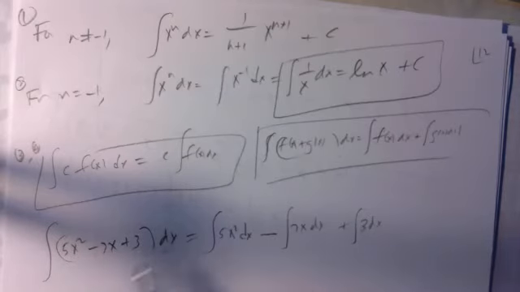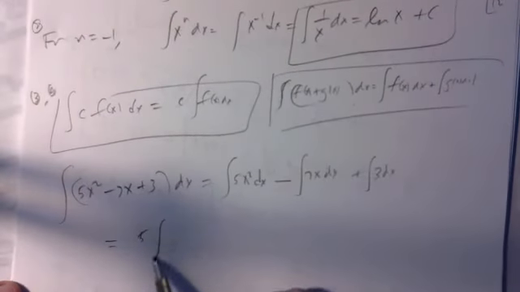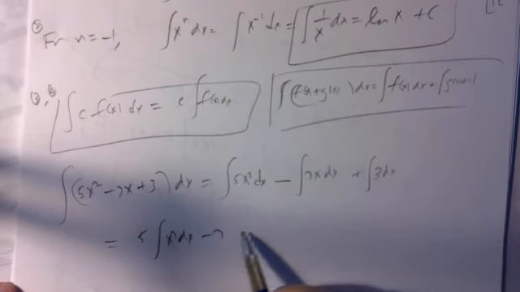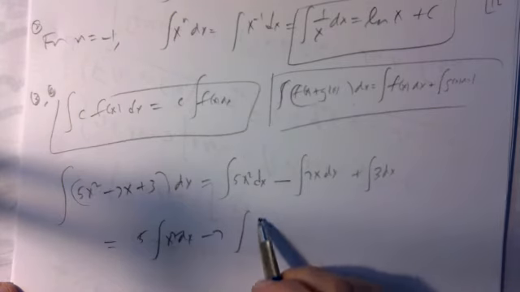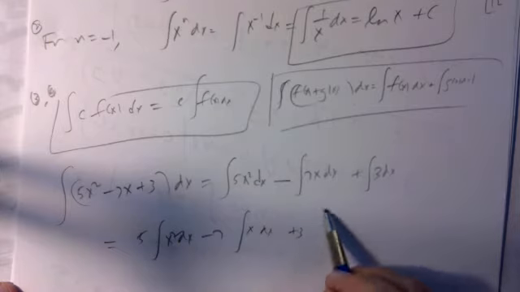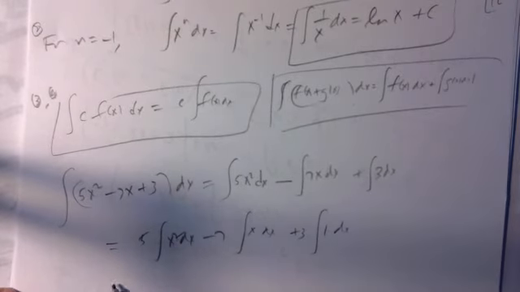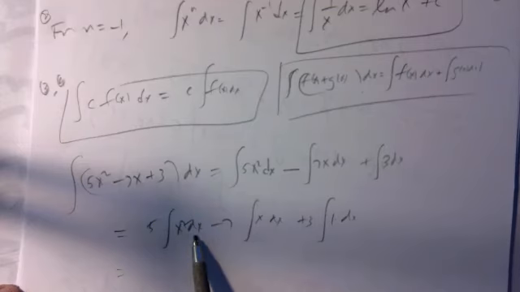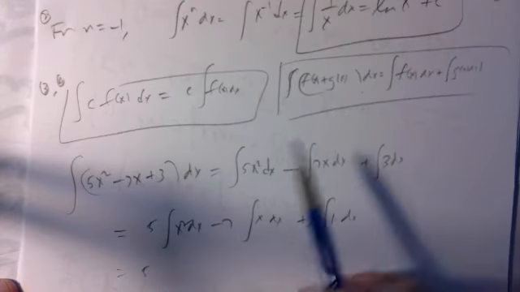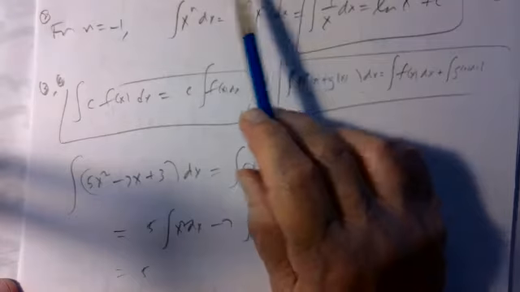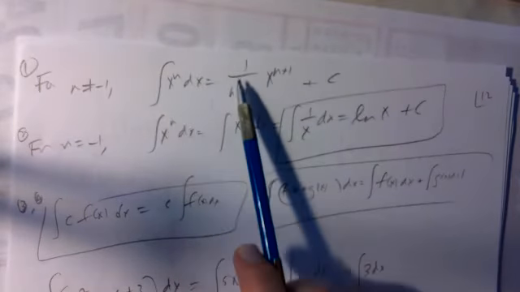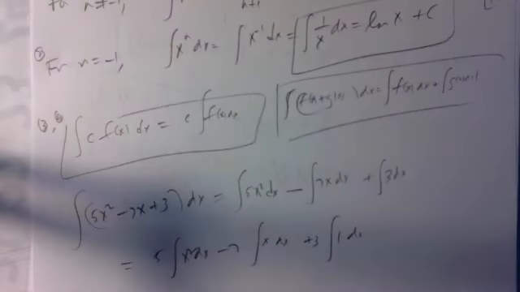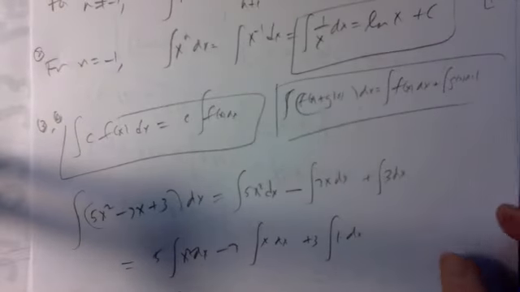And using the fact that we take constants outside the integration sign, this is 5 times the integral of x squared minus 7 times the integral of x plus 3 times the integral of just 1. Now, what is a function whose derivative is x squared? Well, if you let n equal to 2 in this formula, the integral of x squared is 1 over 3 x cubed. So this is 1 over 3 x cubed.